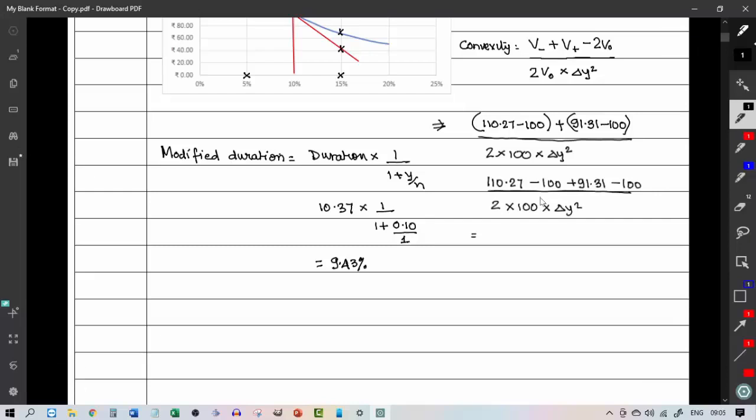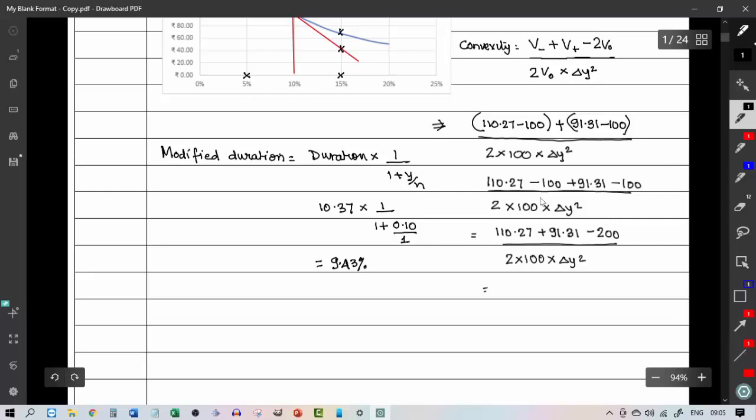Now if I just rearrange the figures, 110.27 plus 91.31 minus 100, so that's minus 200, whole thing upon 2 into 100 into delta y square.